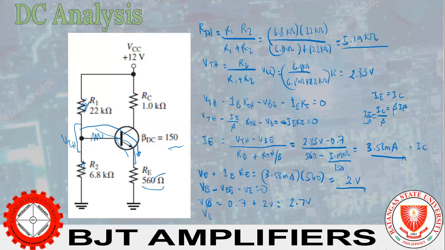So, for our VC, of course, yan ay VCC minus ICRC equals to VC. Okay, so, equals siya kay 12 volts minus 3.58 milliamperes na times natin kay RC natin, which is 1.0 kilo. So, ito makukuha natin dito is 8.42 volts.